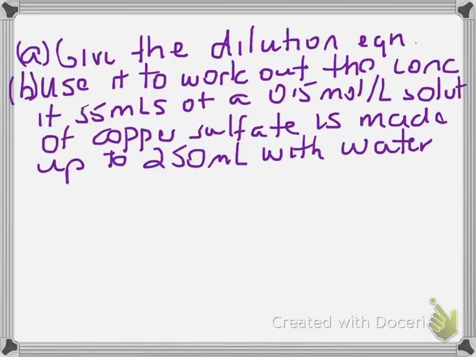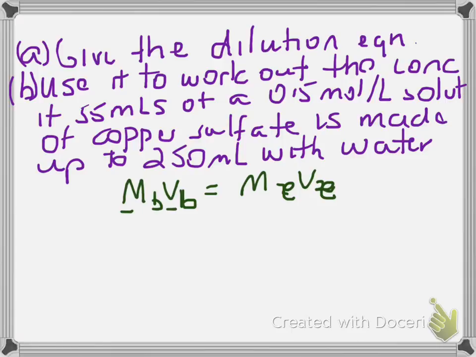Okay, this presentation is about using the dilution equation. The dilution equation is M1V1 equals M2V2, or for ones you could use B for beginning, and for twos you could use E for end. It's just a concentration and a volume that match.